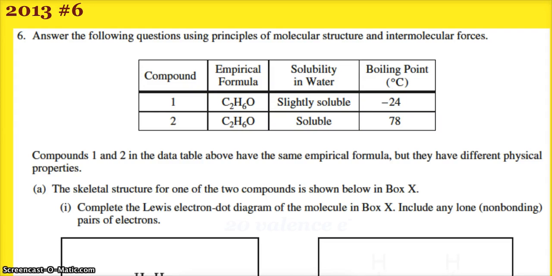Alright, here we see question number 6 from the 2013 exam, and we're going to answer the following questions using principles of molecular structure and intermolecular forces. So we see two compounds with the same empirical formula, so these must be structural isomers. They've got the same mass, so they would have the same LDFs as far as mass is concerned, but maybe by structure they could have different LDFs, whether or not one is more polarizable. That's something to think about.